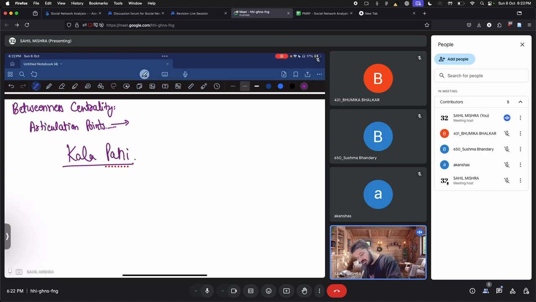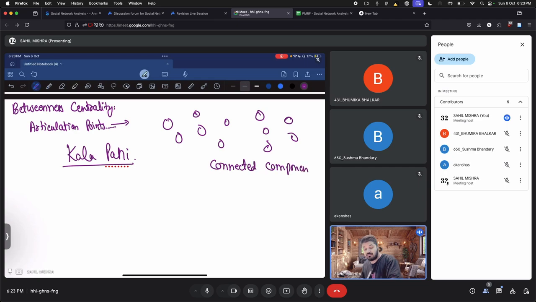So articulation points are points which, if removed, can disconnect the whole network. So there's a concept of connected component. Okay, so I'll tell you.